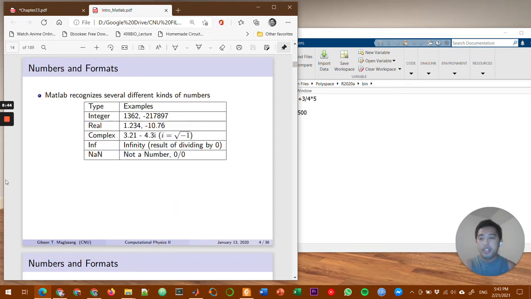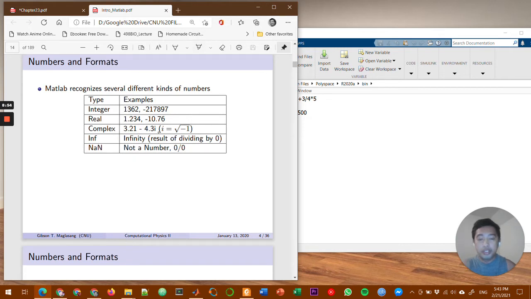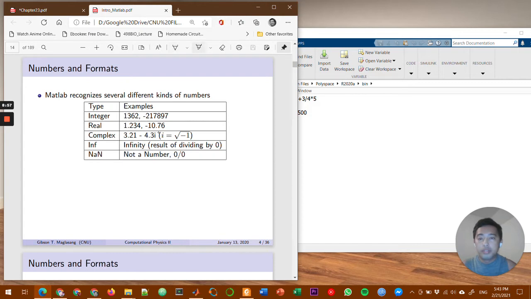Okay? MATLAB also recognizes these types of numbers. We have integer, real, complex, infinite, and not a number. Integer is this one, we have real numbers including decimals. Complex are those with imaginary numbers. Infinite, if you have any number divided by 0, that gives you infinite. And MATLAB also recognizes not a number, if 0 over 0.